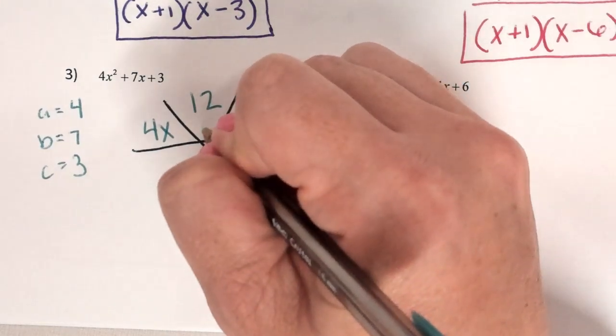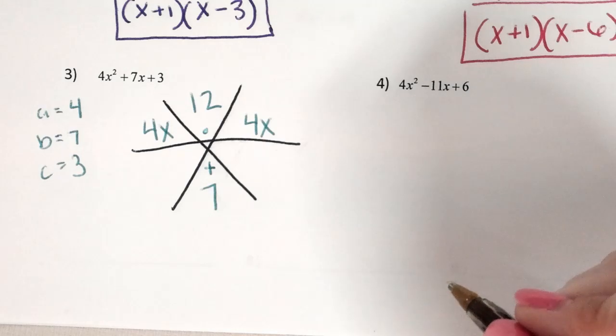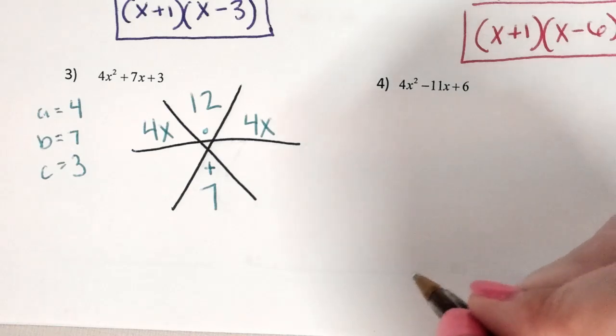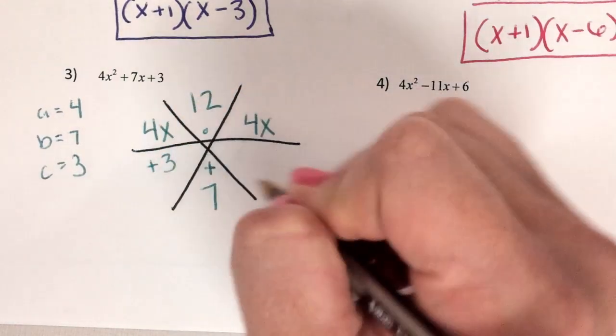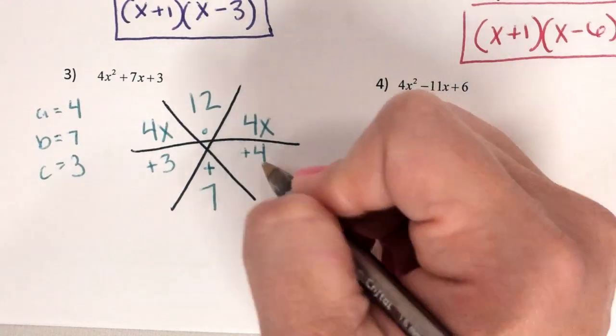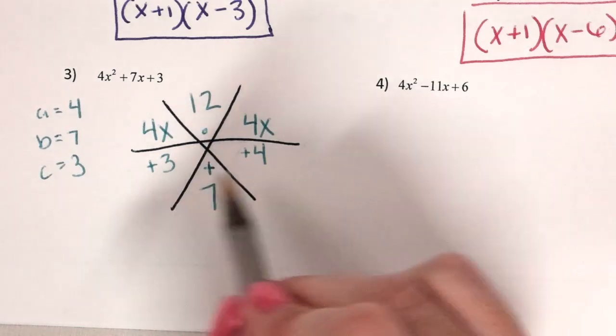So what multiplies to give me 12 and adds to give me 7? 6 times 2, 3. What is it? 3 and 4. 3 times 4 is 12. 3 plus 4 is 7. Remember, it has to multiply to give me 12 and add to give me 7.